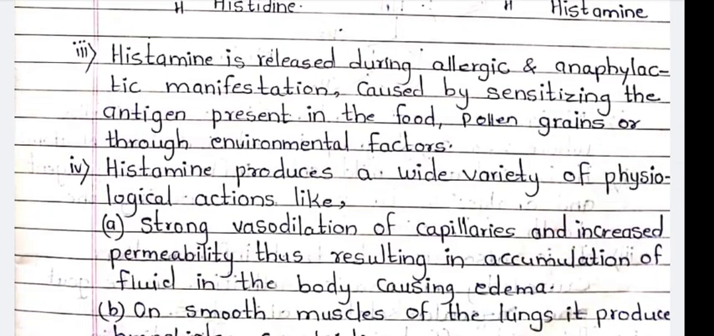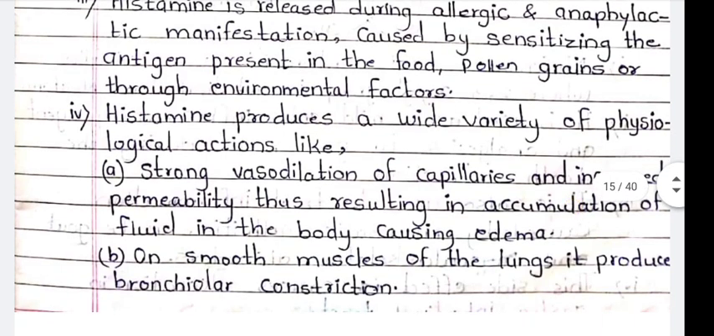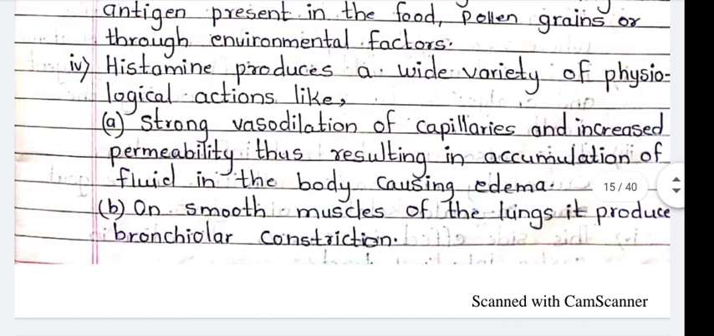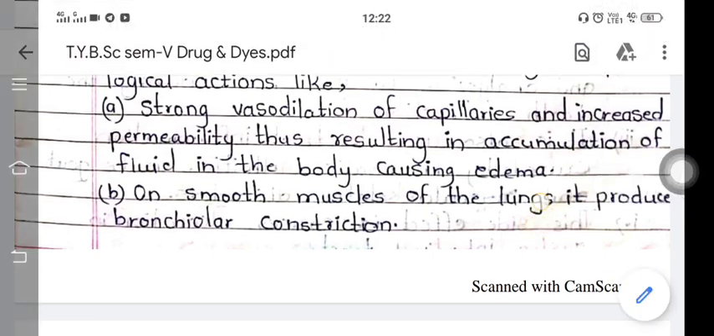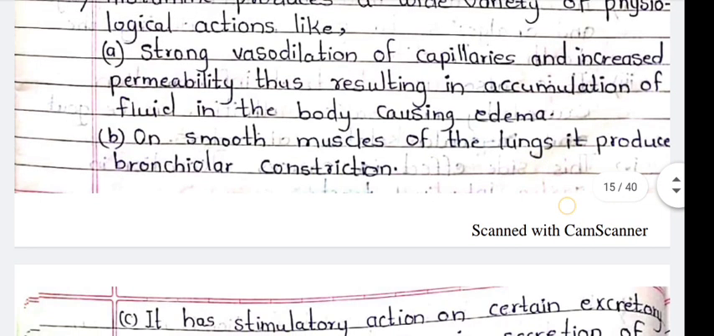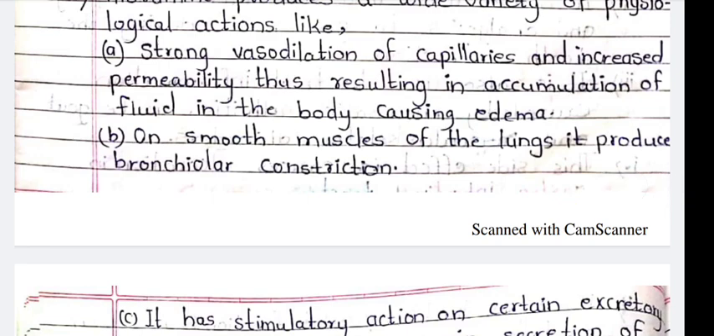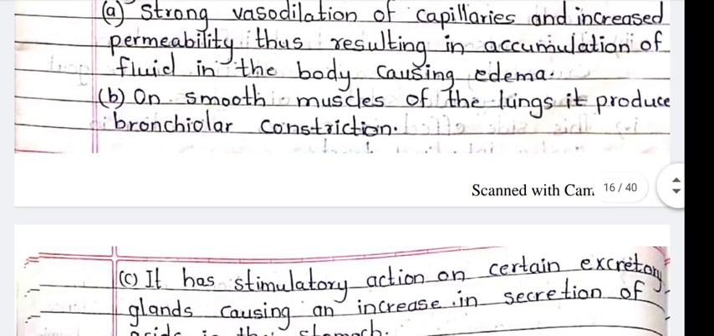Histamine is released during the allergic and anaphylactic manifestation caused by sensitizing antigens present in the food, pollen grains, or through environmental factors. Histamine produces a wide variety of physiological actions like strong vasodilation of the capillaries and increased permeability, thus resulting in the accumulation of fluid in the body, causing edema.